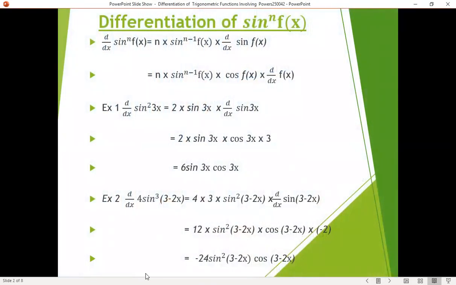Hi pupils, today our topic of discussion is differentiation of trigonometric functions involving powers. So let's start with the derivative of sine to the power of n fx.